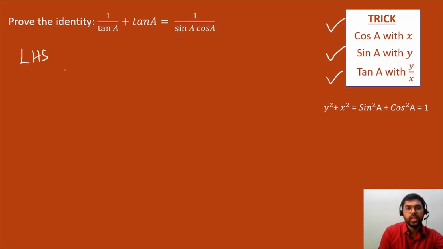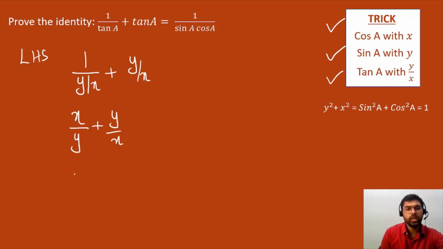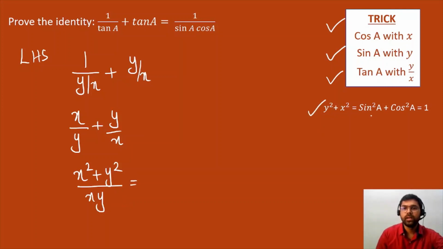So I am taking left hand side. Let us replace tan a with y by x. So 1 upon tan a can be written as x by y plus y by x. Okay, similarly solve it further, so it will become x upon y plus y by x. Take the LCM, do the crosswise multiplication, will get x square plus y square upon xy. So x square plus y square, you can see it is giving us a standard T identity. Y square plus x square is nothing but sin square a plus cos square a, which is equal to 1. So I can replace x square plus y square with 1, and in the denominator will get xy.